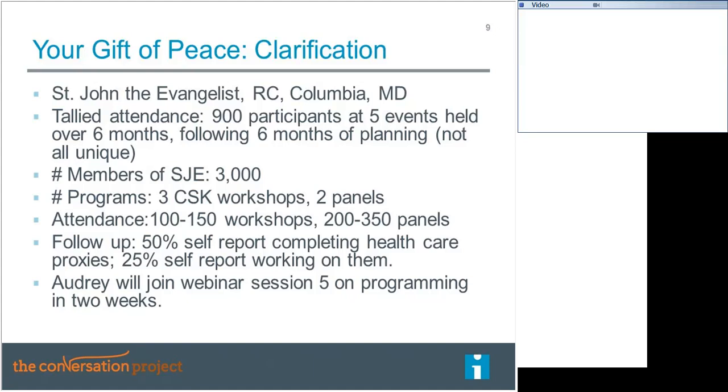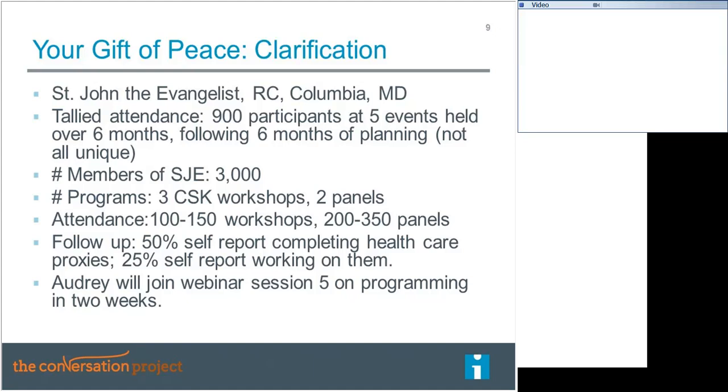So what Audrey told us about was that when they tallied their attendance for their events, she used the number 900, and that kind of blew a lot of us away when we were talking about starting small. They had 900 participants at five events that they held over 6 months for their congregation. These events happened after 6 months of intensive planning. What Audrey clarified with me is that that 900 figure is not all unique participants, so some of those people attended more than one event, and they were counted twice.